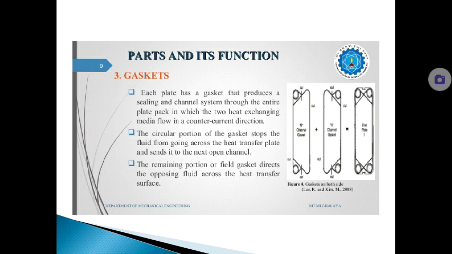So what is the purpose of the gasket? Each metal plate having the gasket produces the sealing. Sealing is also provided by this gasket, as well as a channel system to flow the processing fluids throughout the entire plates. Here the circular portion of the gasket stops the fluid from going across the heat transfer plate and sends it to the next open channel. The remaining portion of the gasket directs the opposing fluid across the heat transfer surface.